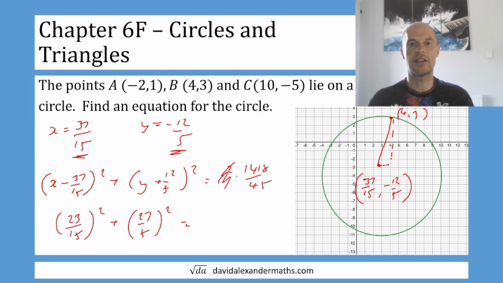So quite a bit of work involved, and again, it's really important. I probably didn't model it brilliantly because I'm limited with the amount of space here, but to clearly label things like gradient of the line AB, gradient of the perpendicular bisector of AB, etc., etc.